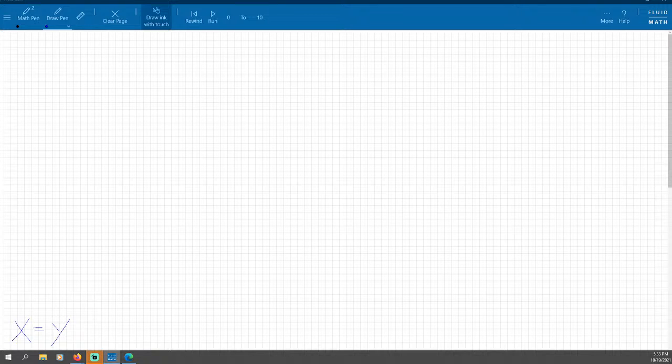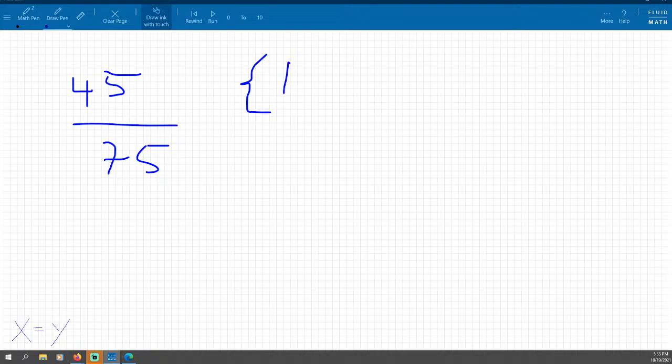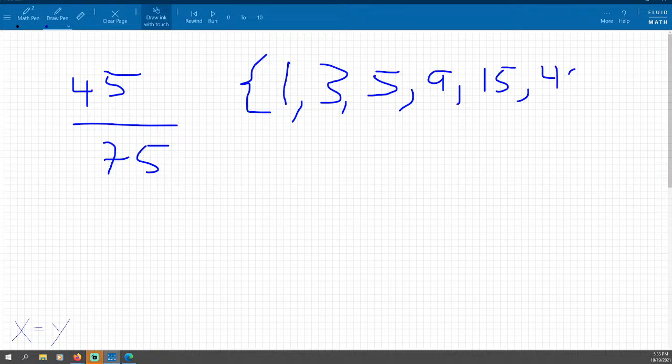So according to the book, I kind of jumped ahead there. So yeah, let's go back to the 45 over 75 example. And we want to know the factors of 45. We have 1. Does 3 go into 45? Yeah, 3 goes into 45, so 3. 5. And then 9, 15, and 45.